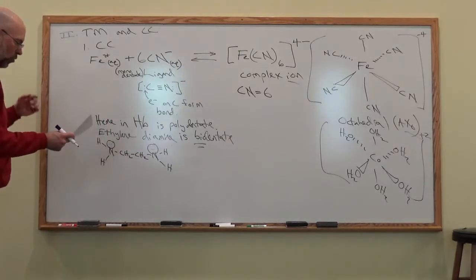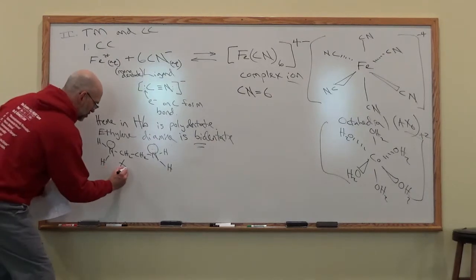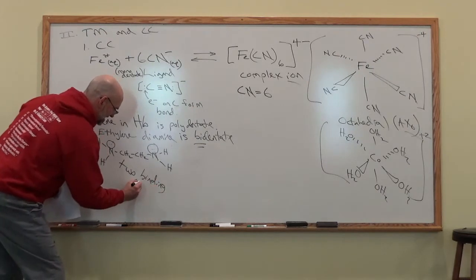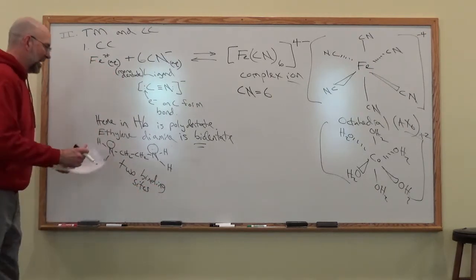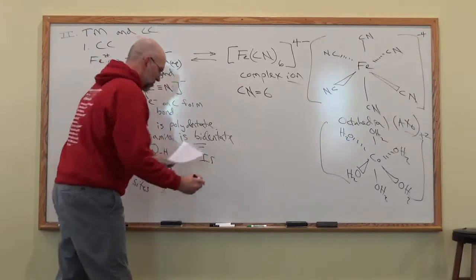And let me just show you one example of this. I think it's, so there are 2 binding sites. Well, how do we draw that? Let me just give you an example. This is one. Iridium, I think I just stole this from your book.